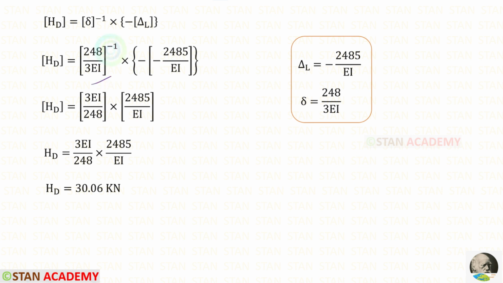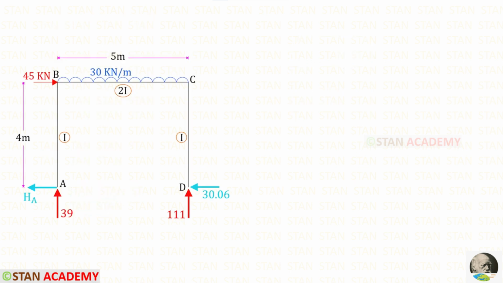For this matrix, we have to find the inverse. We have to just write this member upside down. Finally, for HD, we will get 30.06 kilonewton. We know that the columns AP and CD have the same height, 4 meter. So the vertical reactions which we calculated previously will remain the same.